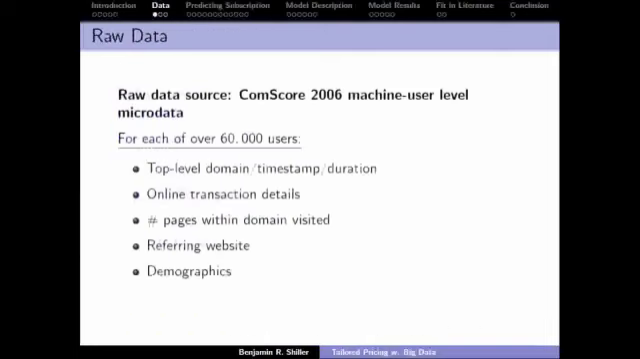Okay, so let me talk a little bit about the data that I'm using in this. I use the ComScore data. I don't know if any of you are familiar with it. Basically, it tracks everything that some people do online. It tracks about 60,000 individuals for the full year. It has the top-level domain for every visit that they have, the time of that visit, the duration of that visit, the number of web pages they looked at on that web page. It has all of the transactions that occurred in those visits. And it also has a referring website. And importantly for this analysis, it also has the demographics of the individuals.